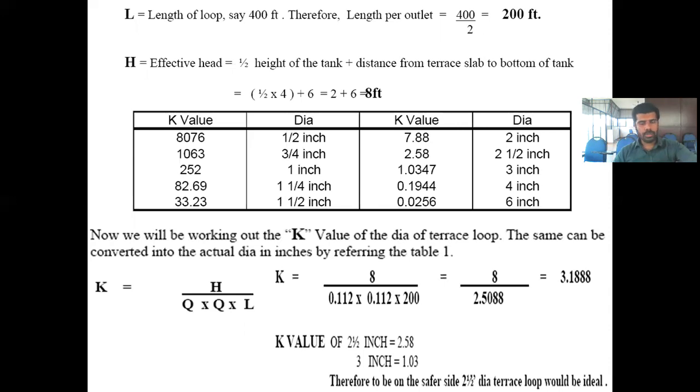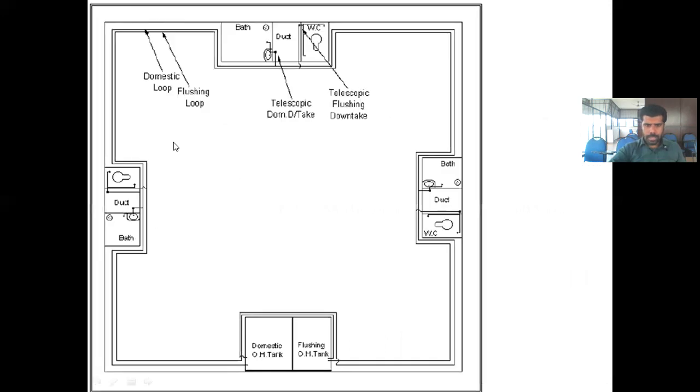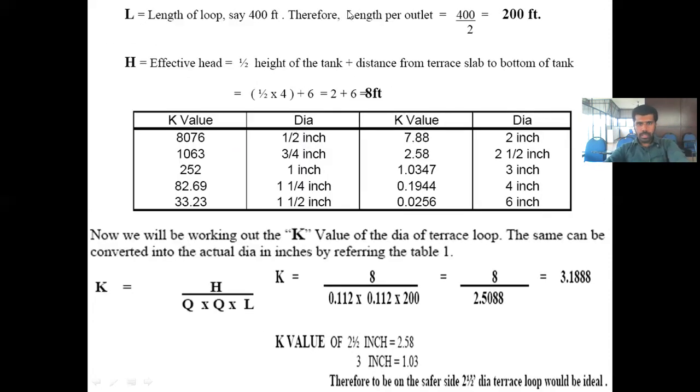Okay. So the total length will be, for example, imagine there are two outlets. One outlet will be coming here, and another outlet also will be taken here, and it will be coming at this. Both the outlets will be joining. Okay. Let this total length be 400. So from each outlet, what will be the length? You can take 200 feet. Correct. So therefore, length per outlet, 400 by 2, is equal to 200 feet.